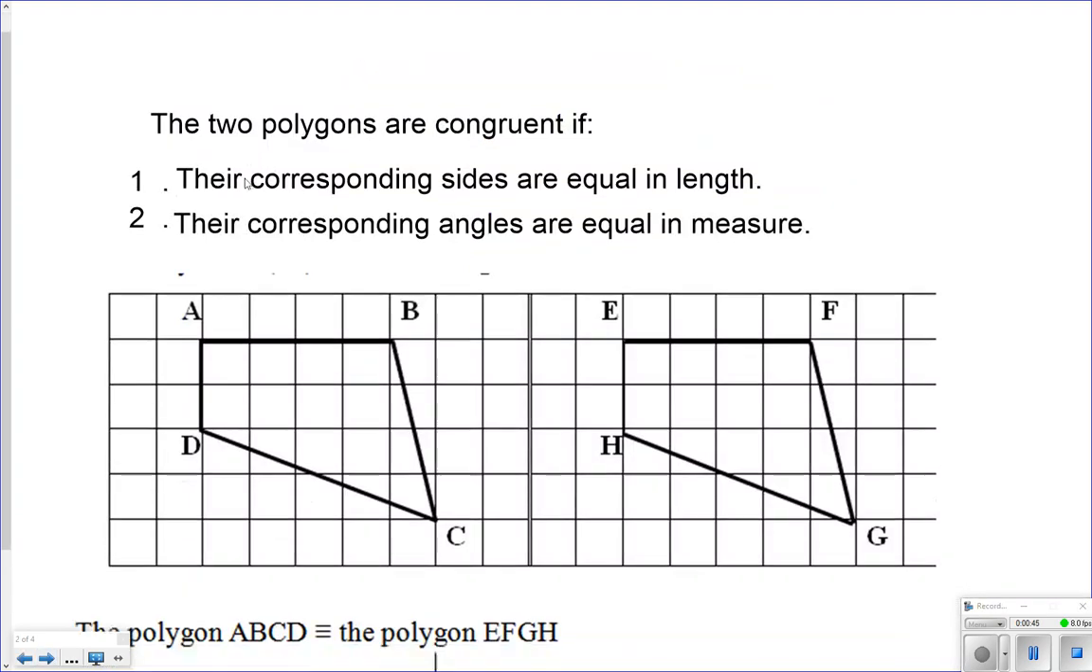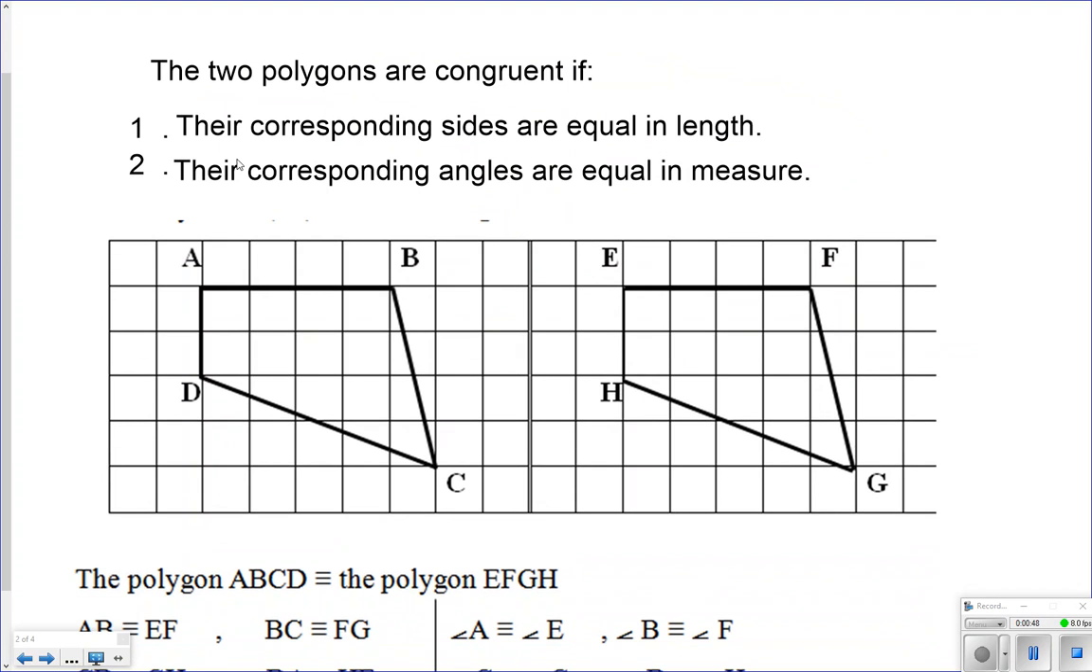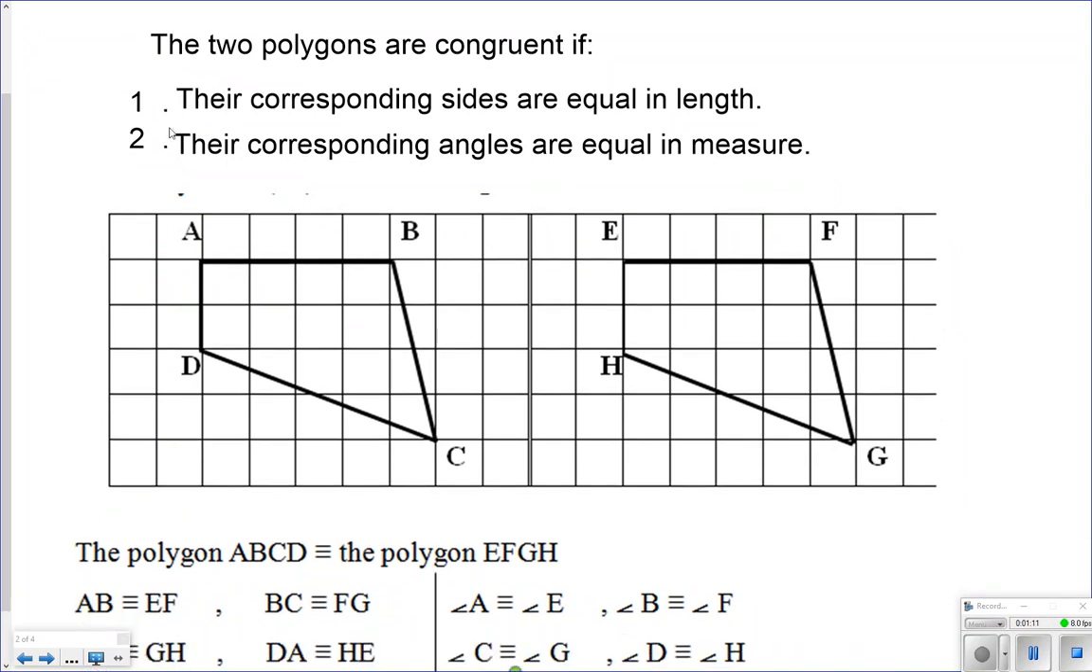Okay, here as you see with me, two polygons are congruent if we have two conditions. The first one, their corresponding sides are equal in length. Two, their corresponding angles are equal in measure. The two polygons are congruent if the corresponding sides are equal in length, and the corresponding angles are equal in measure.